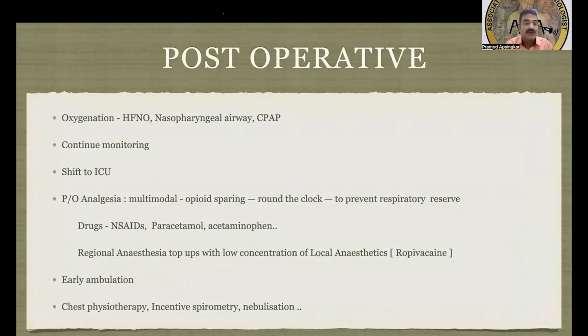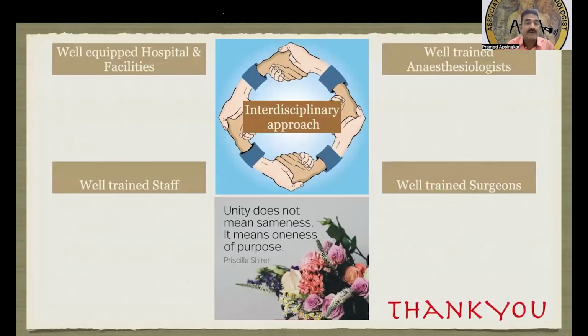Postoperatively, we have to continue high flow oxygen immediately, or keep the APL valve on 10 or 12, and continue monitoring while shifting to the ICU. We have to manage analgesia mainly with regional anesthesia, or if at all IV, with opioid-free analgesia to prevent postoperative sedation and airway collapse. Early ambulation is a must, and chest physiotherapy, incentive spirometry, and nebulization are a must in the postoperative period. So we need the help of many departments to manage these obese patients very effectively. Thank you so much.